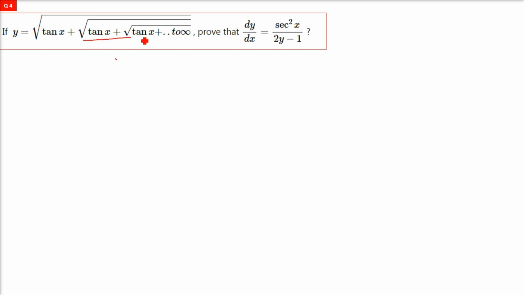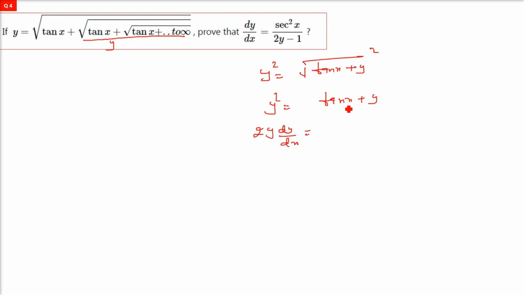Next one, same thing. From here to here, you can just write y. So y will be equal to under root tan x plus y. Now square both the sides. y squared will be equal to tan x plus y. So you just have to remove the under root. And then differentiating now, 2y dy by dx is equal to sec square x plus dy by dx.